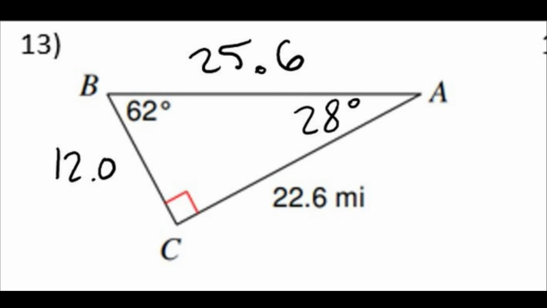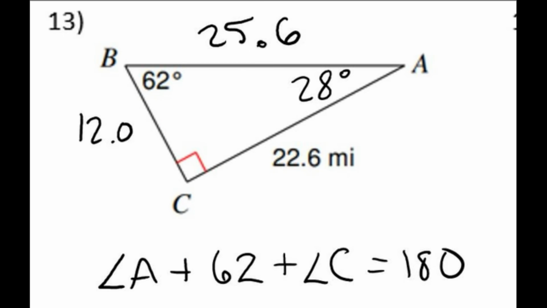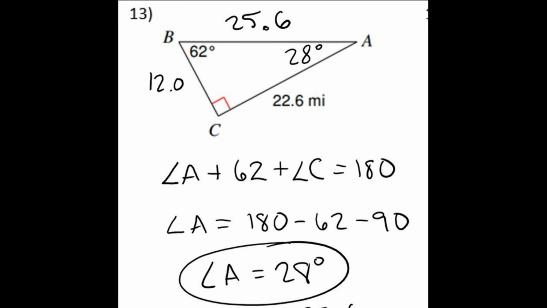The first thing I do on all these, because it's so easy, is I find the third angle. If you remember back to geometry, all the angles in that triangle have to add up to 180 degrees. So we know that angles A, B, and C all have to add up to 180. We don't know angle A, that's what we're looking for. We do know the 62, and we do know angle C is 90 degrees. So I plug all those in, subtract them all to the other side, and you end up with angle A is 28 degrees.